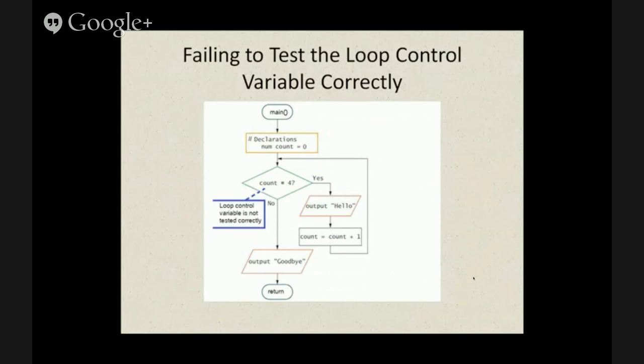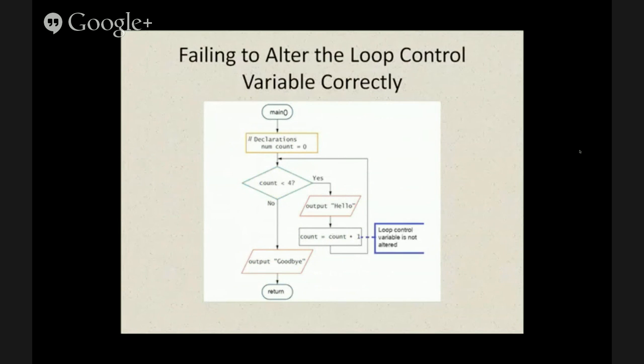Here's a program where the programmer failed to test the loop control variable correctly. The programmer wrote count equal to 4 instead of less than 4. There's lots of ways to test the variable incorrectly by asking the wrong question, using the wrong value. In this case, when count is initialized to 0 and the question is asked, is count equal to 4, the answer will be no, and the program will go to output goodbye immediately without ever displaying any hellos. It's incorrect.